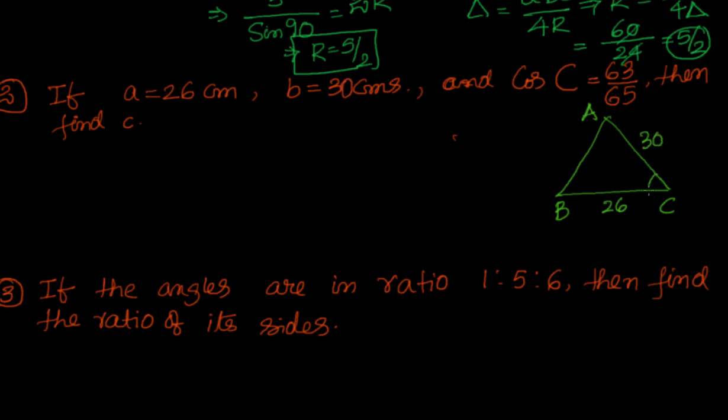And I know cos of C, that means this angle is given to me. I have to tell them what is C. I have to find out C. And what formula can I apply? We know that we can apply law of cosines whenever all the three sides are given, or any two sides and the included angle. Here the second condition is satisfied.